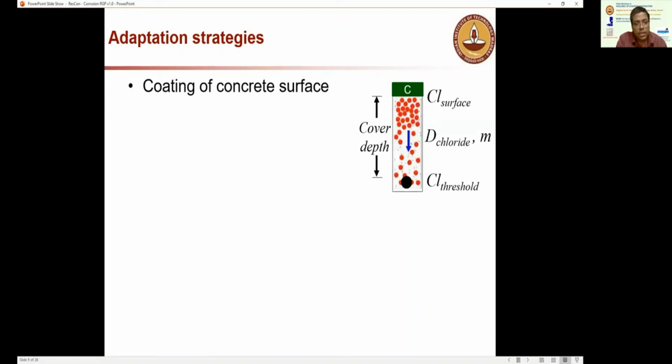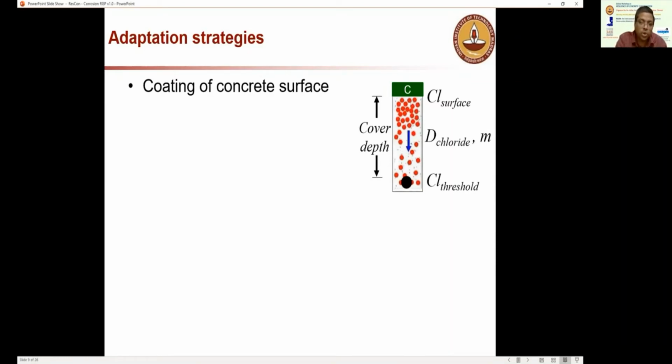Now, it's like the medicines which you are giving once the cancer is known, or once you think that there may be potential tumors, etc. Now, the coating of the concrete surface is the first thing which we can do. This sketch here is familiar to you. These red circles which you see here are the chloride ions, and the black circle at the bottom is the steel bar, and the blue arrow indicates the chloride diffusing towards the steel.